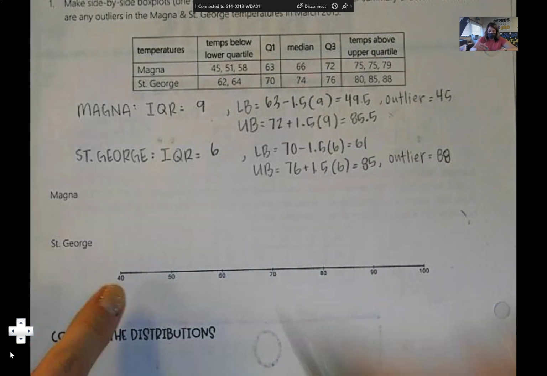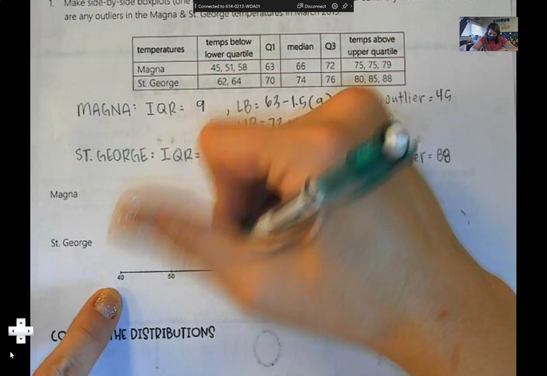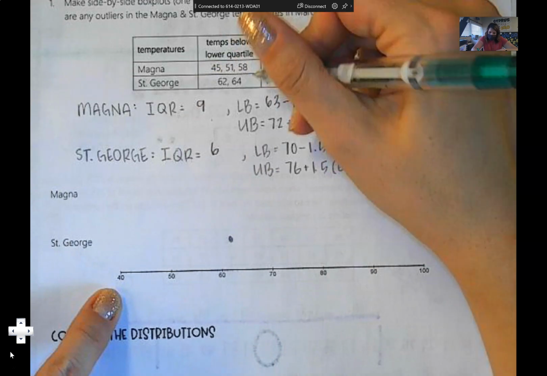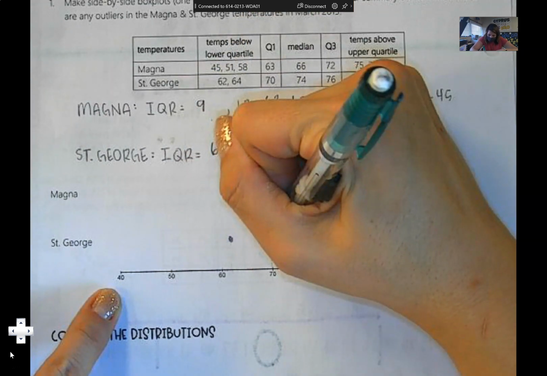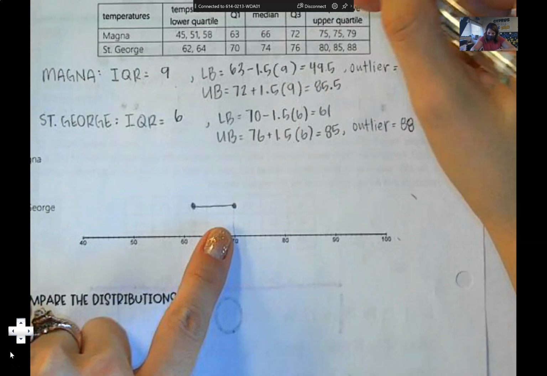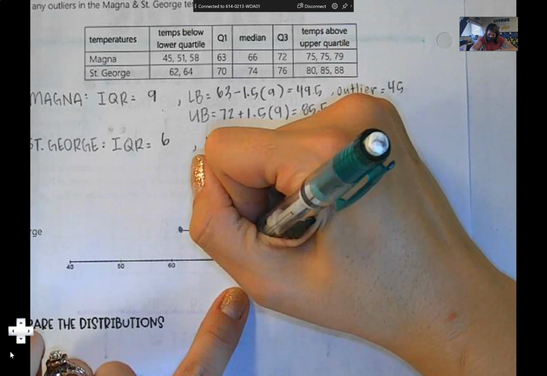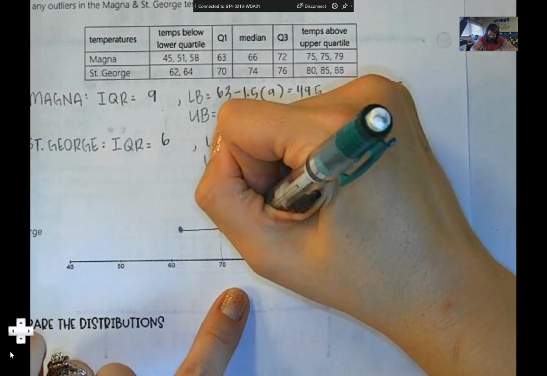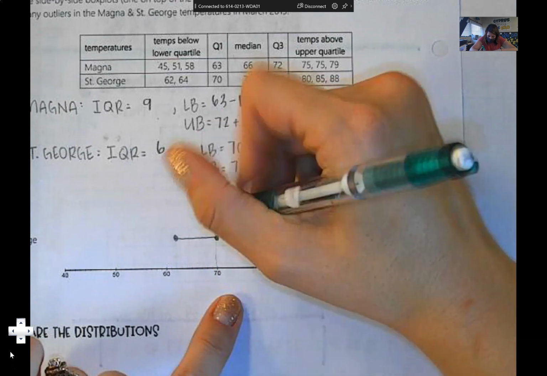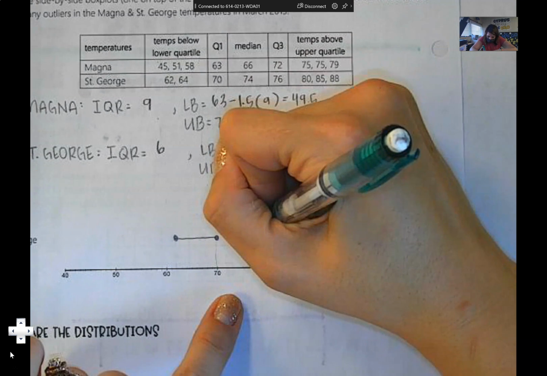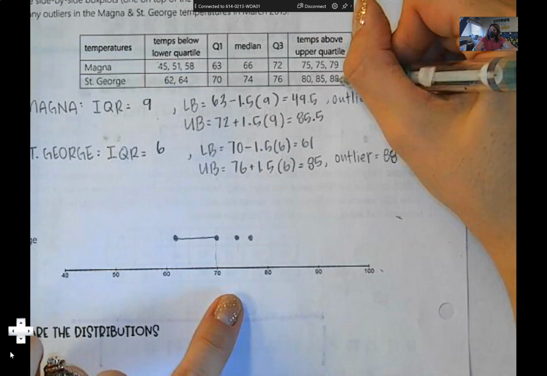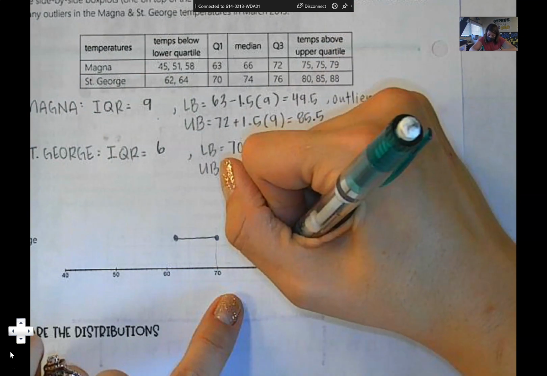Okay, so the minimum in St. George is 62. Quartile 1 is 70. Then the median is 74. Quartile 3 is 76. Oh boy. Is that true? And now your maximum, instead of being 88, what should we use instead? 85.